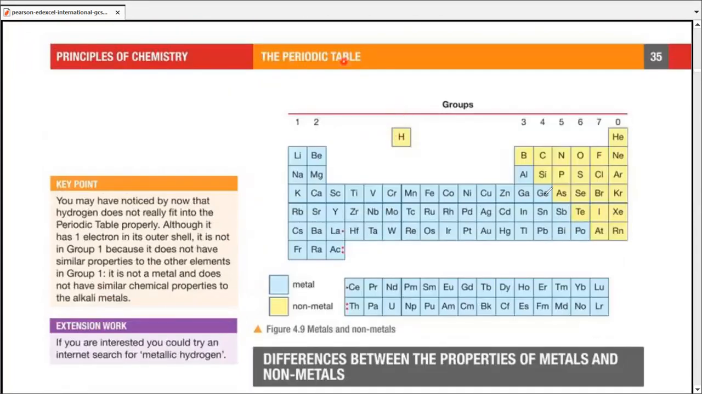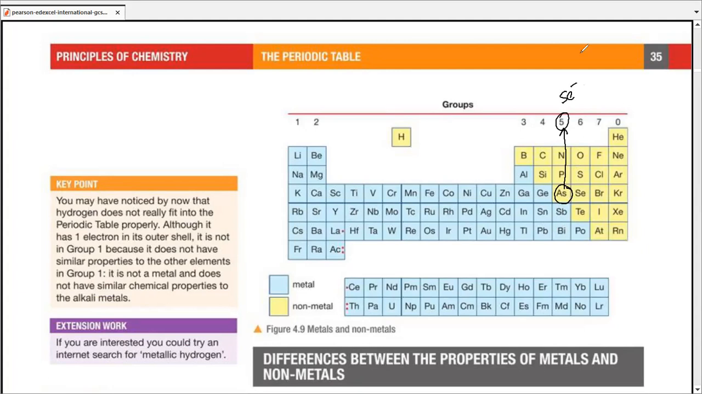Now we're going to try finding As. You'll find As over here. We're going to go straight to this, and there you go. It has 5 electrons in its outermost shell. That's as easy as it is. Oh, okay. Okay, I got it now.